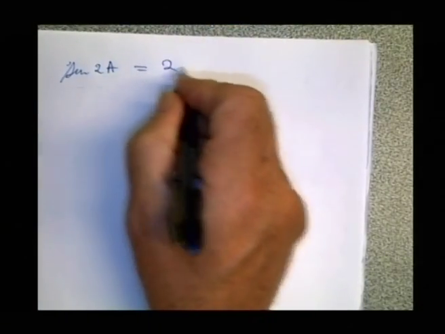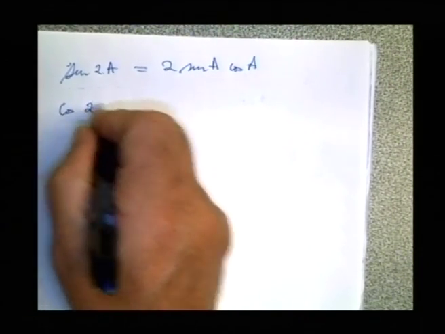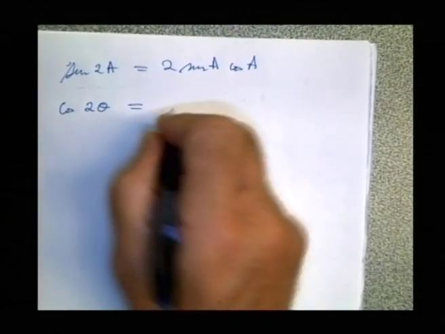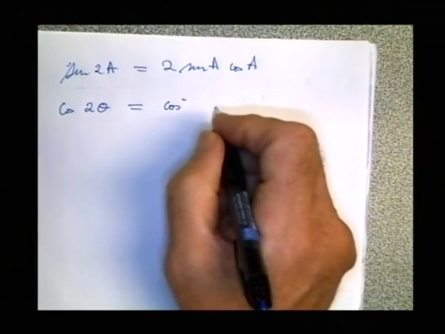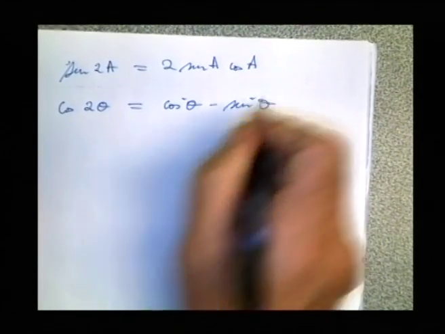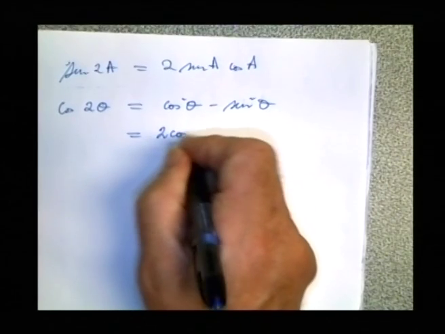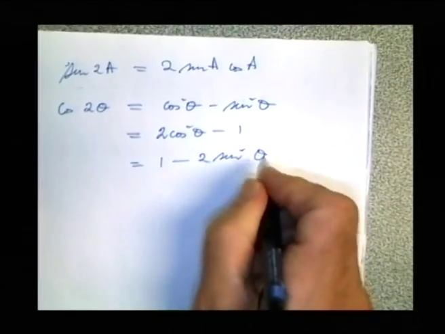Next part in this work is double angles. Sine 2A is equal to 2 sine A cos A, and then you've got cos 2A, or let's put down 2 theta. Now the 3 forms of this: cos 2 theta is cos squared theta minus sine squared theta, which is equal to 2 cos squared theta minus 1, which is equal to 1 minus 2 sine squared theta.